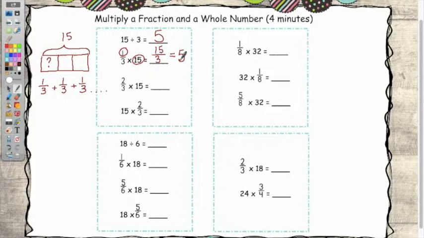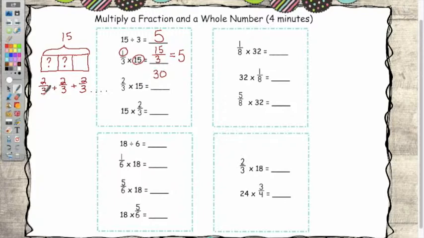the next one's different because instead of 1/3, what do we have? 2/3. So we would have 15 copies of 2/3, or we would have 2 of these filled in. So 2 of these filled in is what? Well, we know one of them was 5. So what would 2 be? 10. Okay? So remember the way of multiplying the numerator times the whole number? What's 2 times 15, Chloe? 2 times 15? Go ahead and say it. 30.